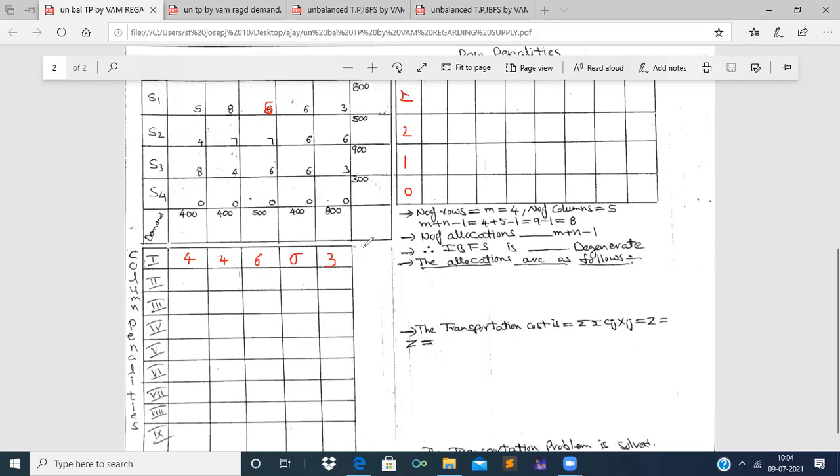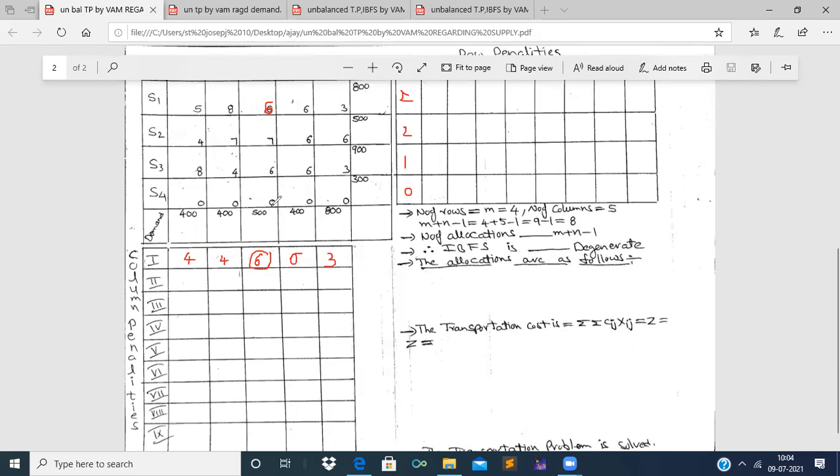Now, among all these row and column penalties, we have to select the greatest penalty, that is 6. 6 is the greatest penalty. Therefore, we are finding 2 6s here. So I will select the first 6, put it in a block and enter into its column. Why? Because it is a column penalty. And in this column, we select a least cost cell, that is 0, right?